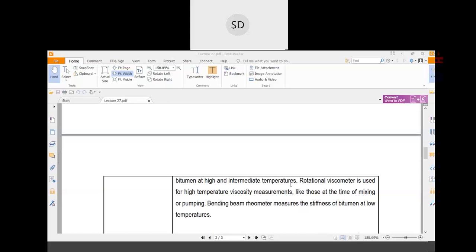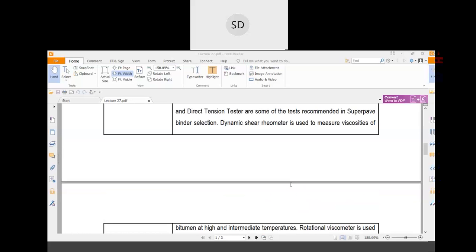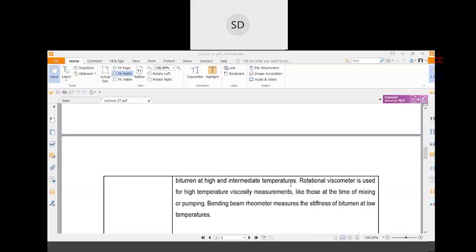That is, you are liquefying a bitumen content. After that, that viscosity could be measured by your dynamic shear rheometer. Then rotational viscometer is used for high temperature viscosity measurement, like those at the time of mixing or pumping. Now, if you are increasing the temperature of the bitumen, in that case, it will be more liquefied and its viscosity will be reduced. That type of viscosity could be measured by rotational viscometer.